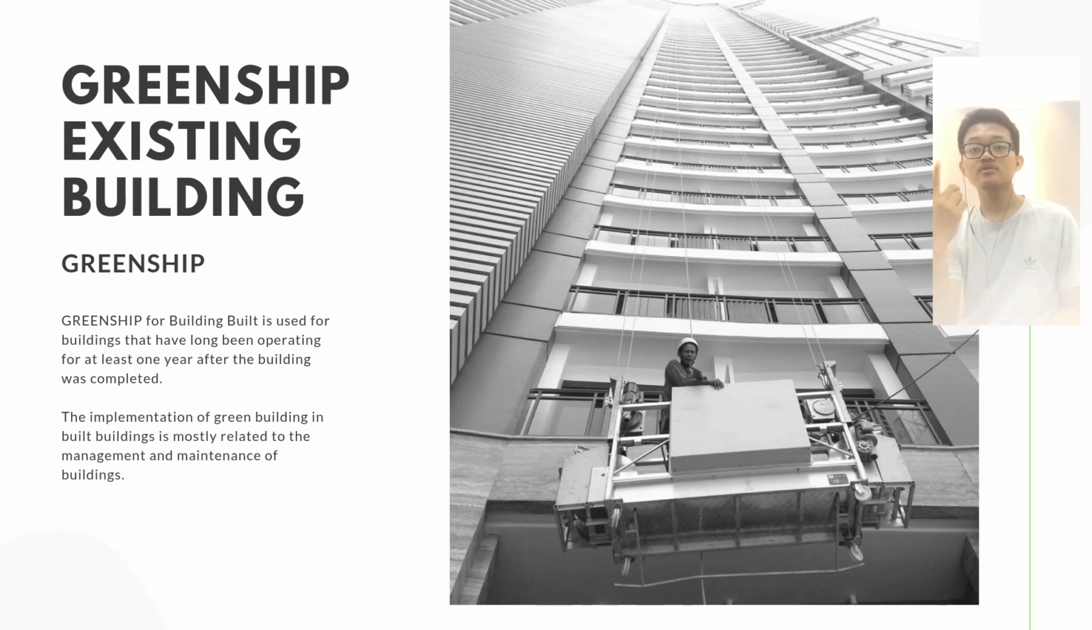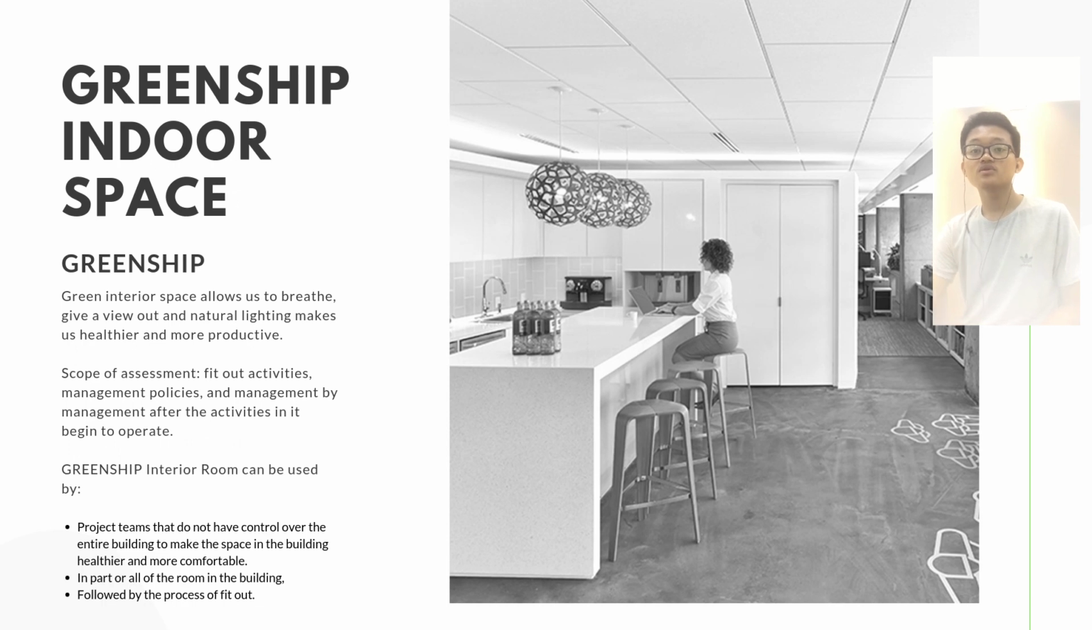And then Greenship Existing Building. Greenship for existing buildings is used for buildings that have been operating for at least one year after the building was completed. The implementation of green building in the building is mostly related to the management and maintenance of the building.